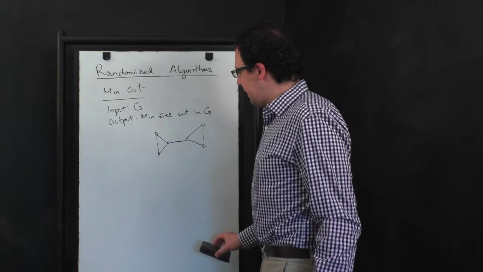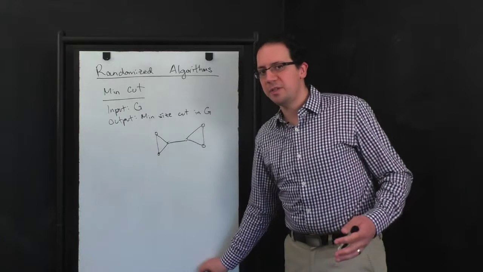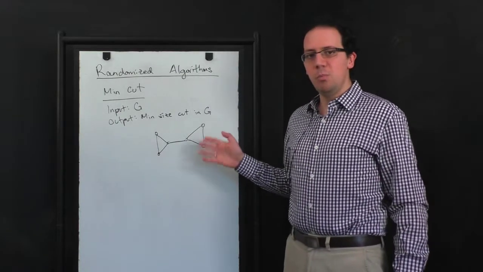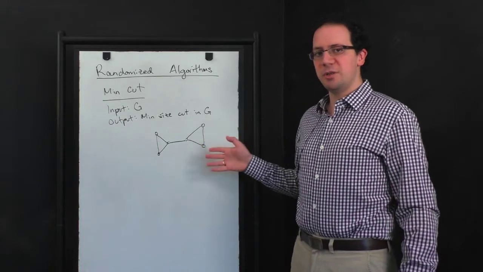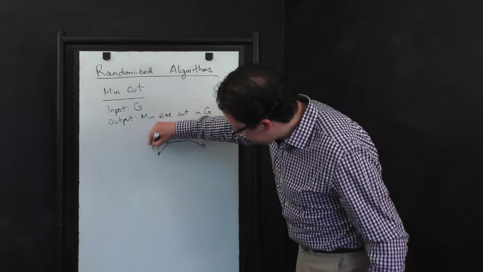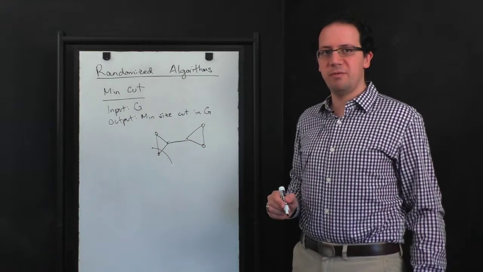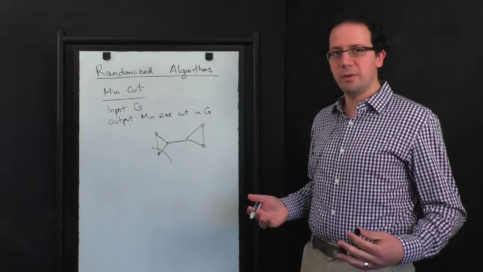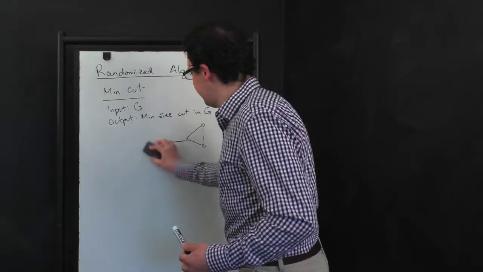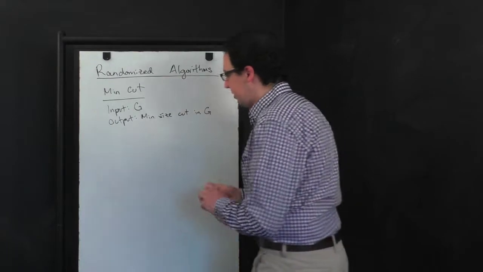Okay, and so there are some obvious things you can say. For example, the minimum cut is always at most the smallest degree of any vertex. Because if I take a single vertex and I just cut all of the edges that touch that vertex, then I've separated the graph. Okay. But in general, the minimum cut can in fact be much smaller than the minimum degree of a vertex.